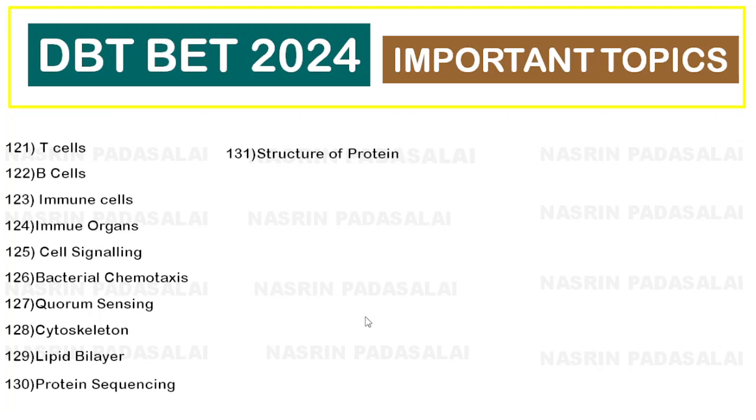Next is structure of protein: primary, secondary, tertiary and quaternary. So tertiary and quaternary structure is very, very important. Next is protein denaturation. What kind of chemical and what is the mode of action? Next is glycolysis, Krebs cycle, and also if you want you can study the pentose pathway, glycogenesis, gluconeogenesis, all those pathways. But glycolysis and Krebs cycle are very, very important.